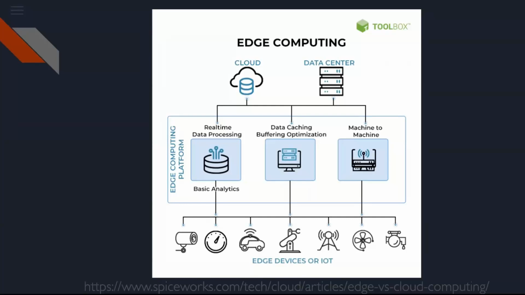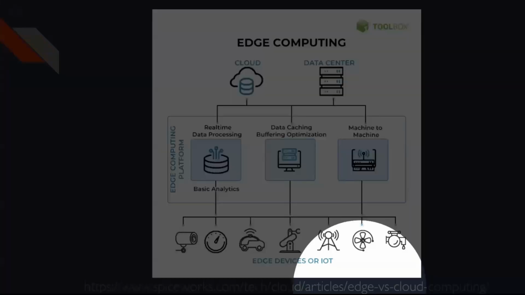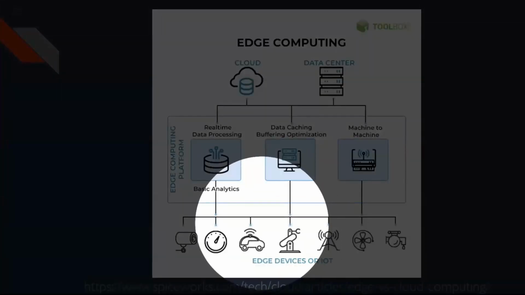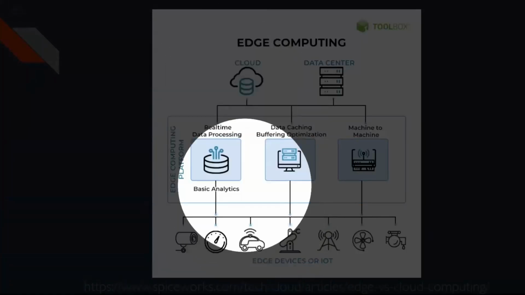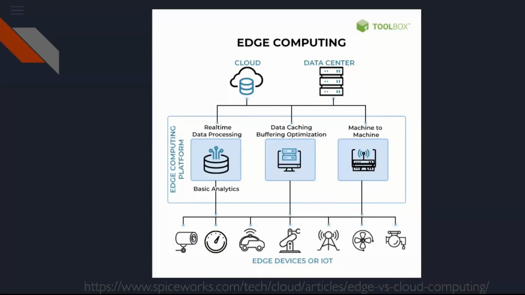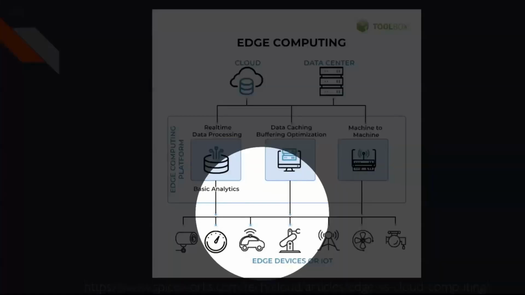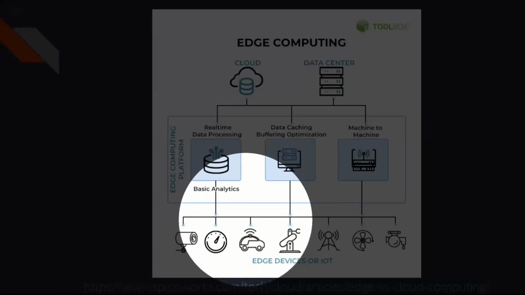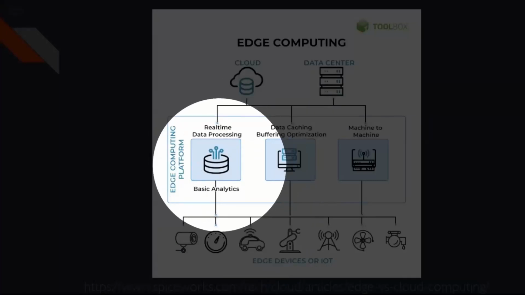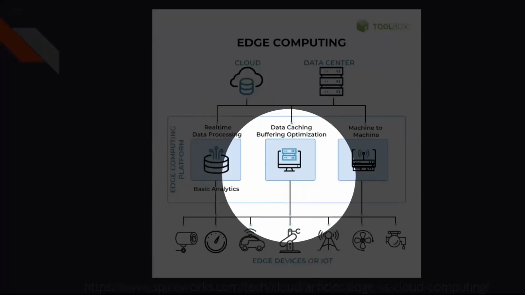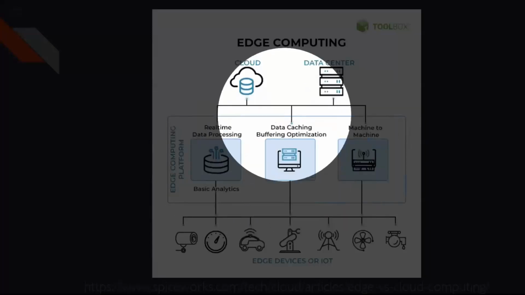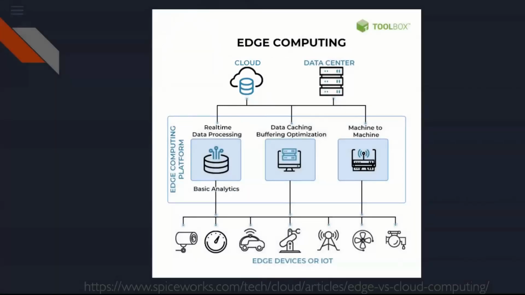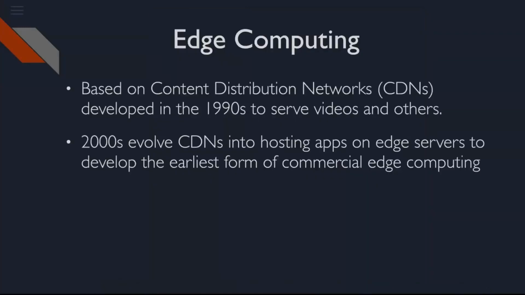If you're, let's say, a car manufacturer and you have 400,000 cars that you need telemetry on, imagine all of them sending data to your cloud. That's going to be very expensive to store and process. But what if you could pre-process the data at the data generator itself, with basic analytics, real-time data processing, data caching, and some machine-to-machine communication? Then send out the result to the cloud. That's much more efficient, basically. So edge computing is not new.